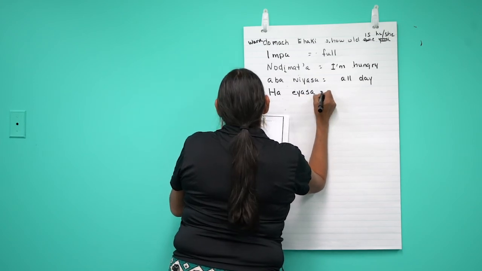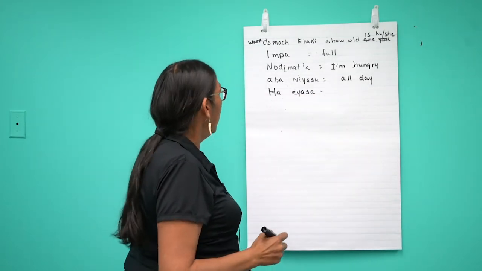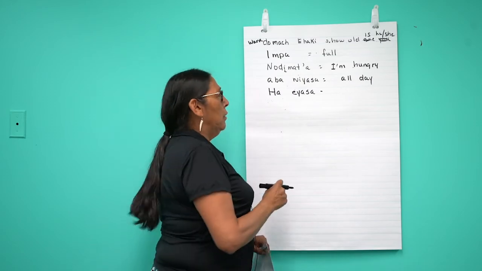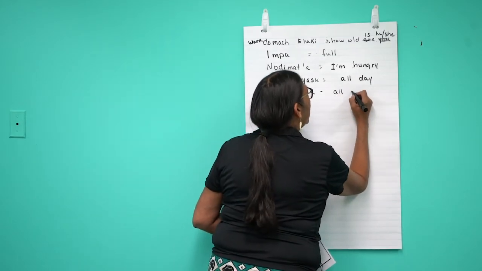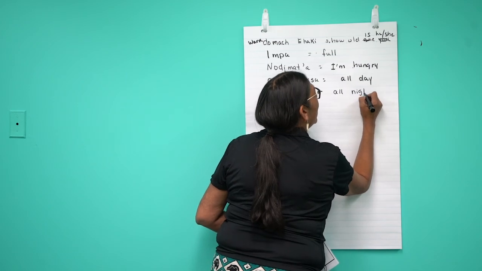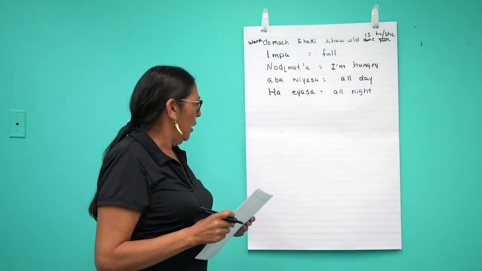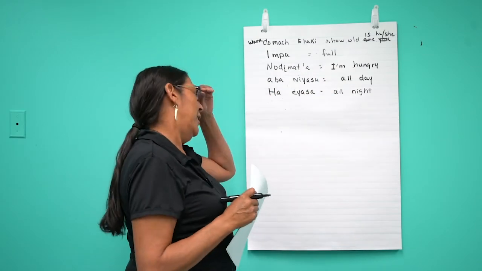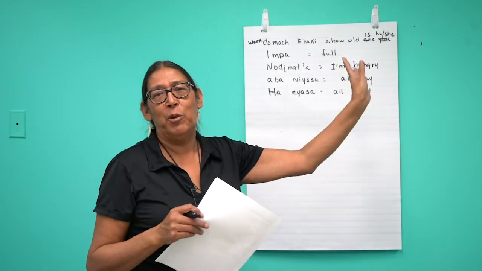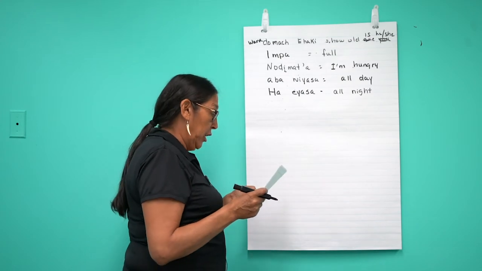Ha iaza. Ishtimeshinko. You didn't sleep all night? Ha iaz. That's all night. I remember my mom used to tell us that if we go out and not come home early in the morning, Ha iaz tagana. I forget how she said it, but she meant that we were out all night being foolish.